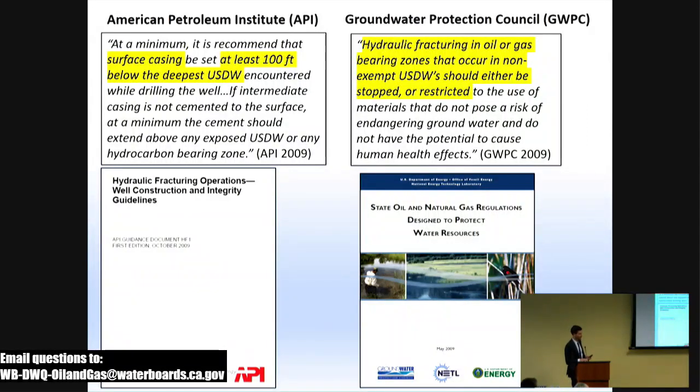I just wanted to highlight a couple more. The American Petroleum Institute stated in 2009 that at a minimum, it's recommended that surface casing be set at least 100 feet below the deepest underground source of drinking water. The Groundwater Protection Council, also in 2009, stated hydraulic fracture in oil or gas-bearing zones that occur in non-exempt USDWs should either be stopped or restricted to the use of materials that do not pose a risk of endangering groundwater or have the potential to impact public health.